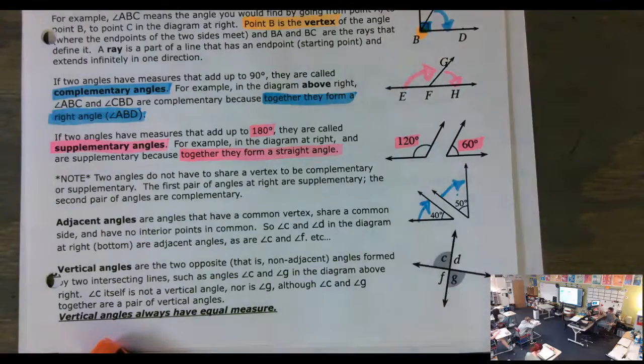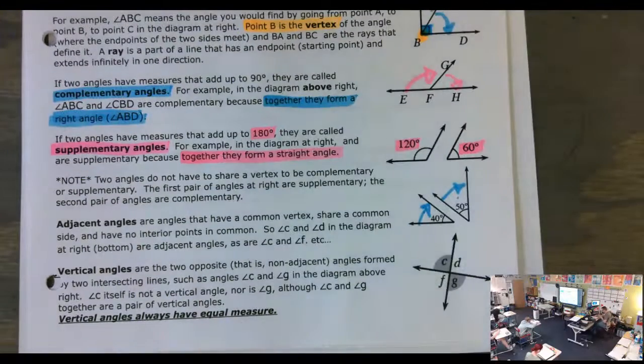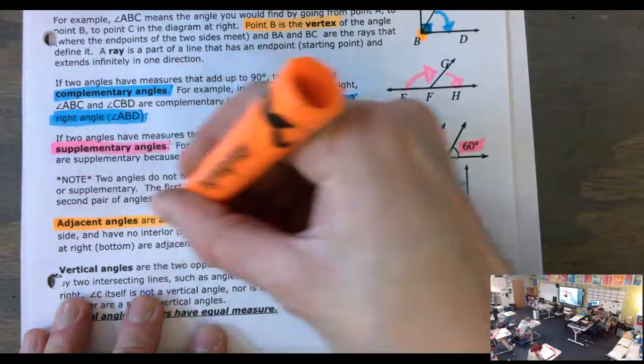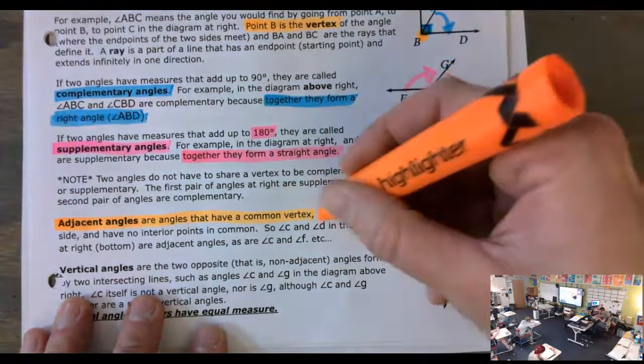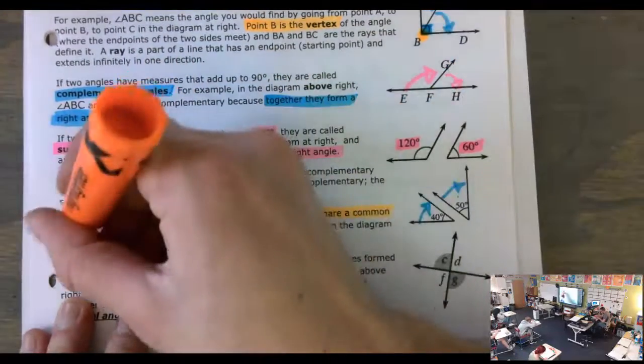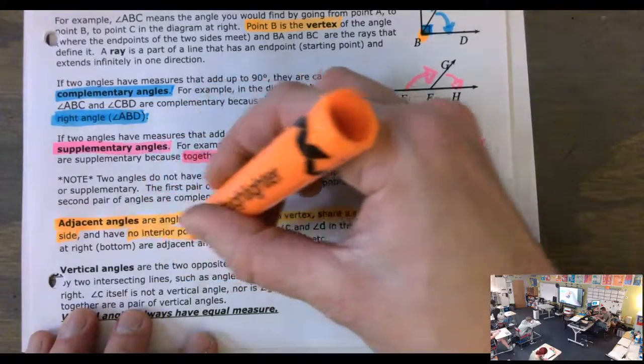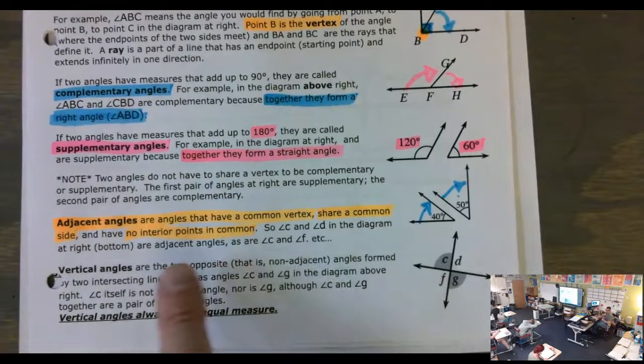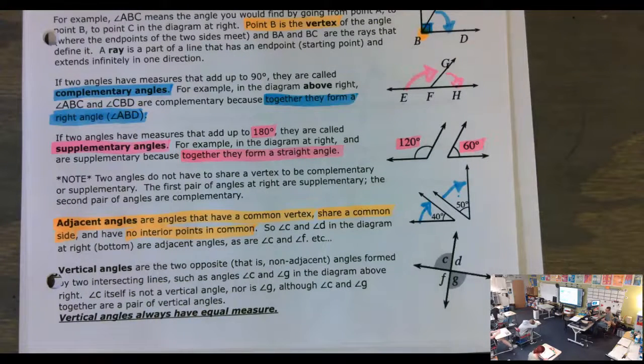That would be silly. So adjacent angles have a common vertex and share a common side. And we'll look at this, they have no interior points in common, meaning the one angle cannot be inside the other angle.